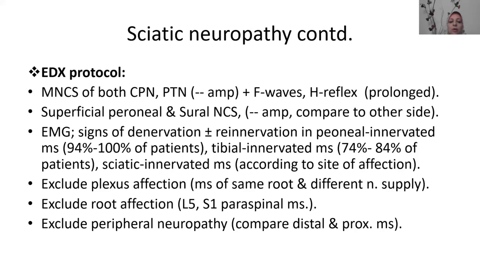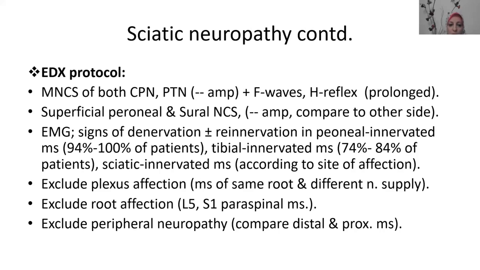EMG: we will find signs of denervation in the form of fibrillations or positive sharp waves, and signs of re-innervation in the form of prolonged large polyphasic motor unit potentials, in peroneal innervated muscles in almost all of the patients, and in tibial innervated muscles in up to 84% of the patients, and in thigh muscles supplied by the sciatic nerve according to the site of sciatic affection.